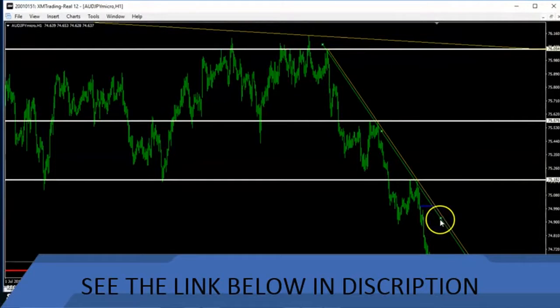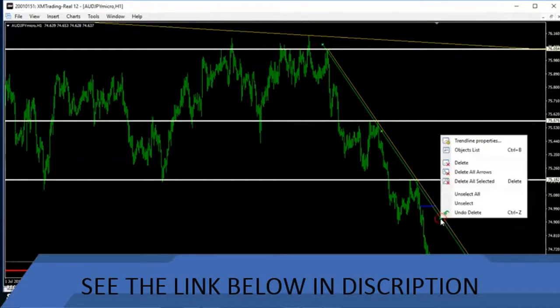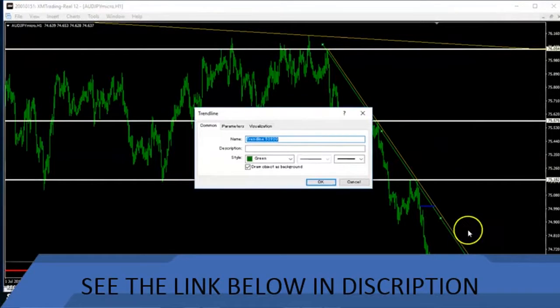Trendline EA, MQL5.com. When you put it here, the way I did it in my last video, last lesson, that's when you can resort to trend.